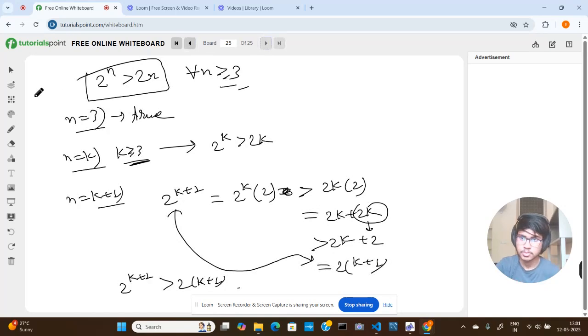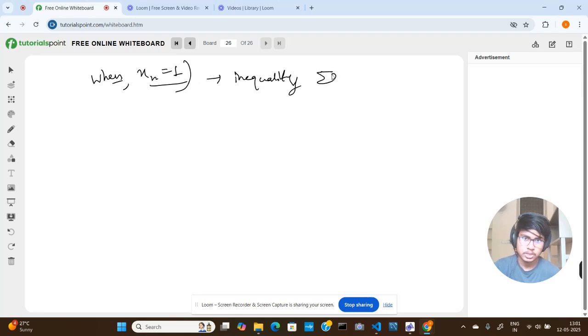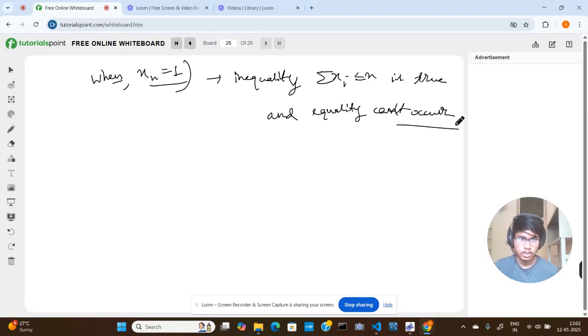So what is the conclusion? The conclusion is that when xn is equal to 1, the inequality summation xi less than or equal to n is true and equality can't occur. So this is what we figured out up to now. Let's look at the other cases. We have analyzed the case when xn equal to 0 and xn equal to 1. Now let's look at the case when xn is greater than or equal to 2.